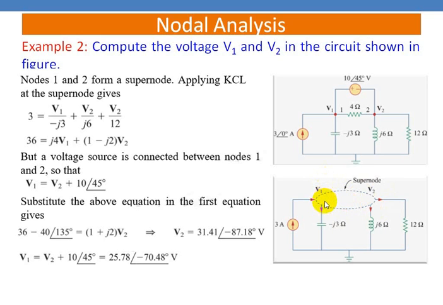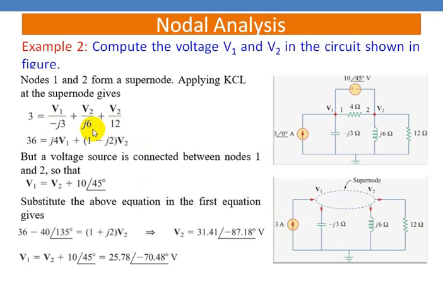That is sum of the incoming currents equal to sum of the outgoing currents. So treat this as one node and equate incoming currents equal to outgoing currents. Therefore, the incoming current is only this current, and the outgoing currents are this one, this one and this one. So I can write, incoming current is 3. 3 is equal to the current in this, it is V1 divided by J3, V1 minus J3, and in this it is V2 divided by J6, in this it is V2 divided by 12. So this is the equation.